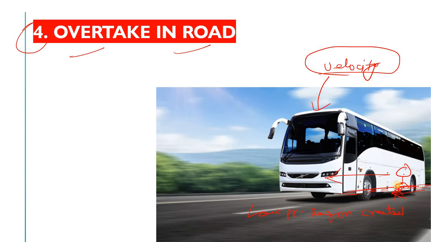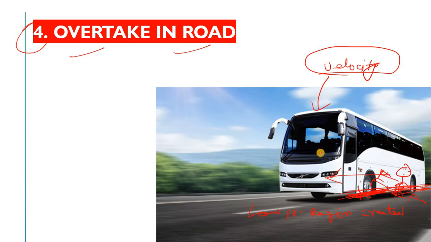So because of that, as this person comes in contact with this bus, there is a low pressure region there. So the atmospheric pressure will impact here, and it will simply force this bike or this person to the bus side, because there is the low pressure region. So because of that, many times an accident occurs. Are you getting my point?